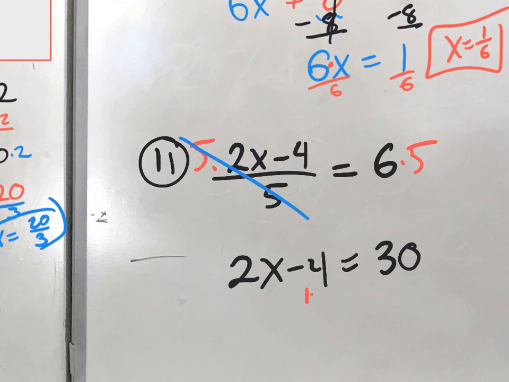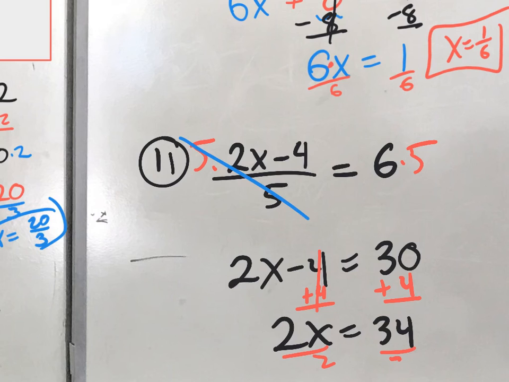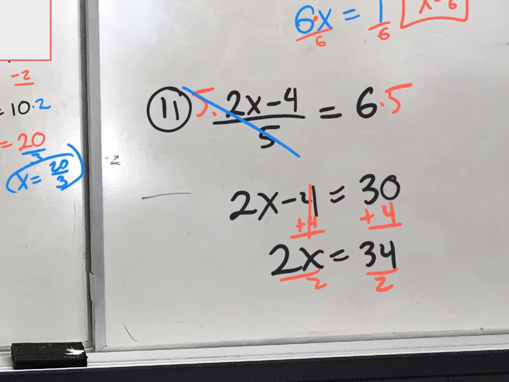And then you just solve it the way you normally would. Plus 4, plus 4. You're going to end up with 2x equals 34. And then you divide both sides by 2. And if you divide both of those by 2, you're going to get x equals 17. So that one's definitely easier than the rest.